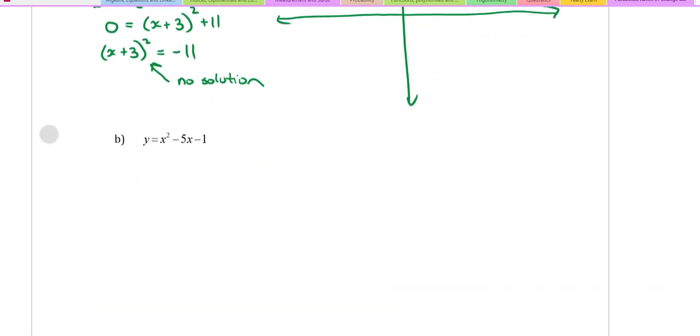Okay, let's do another one. Part B. We'll start the same way. We're going to take the first two terms, x squared minus 5x. We're going to halve the 5, which would be 5 over 2, and then we square that to be 25 over 4. So we're adding on 25 over 4, then I straight away have to subtract it off again, and I also have a negative 1 sitting on the end.